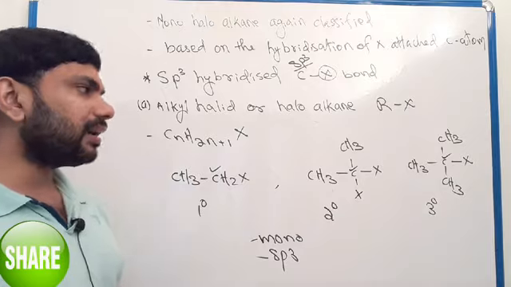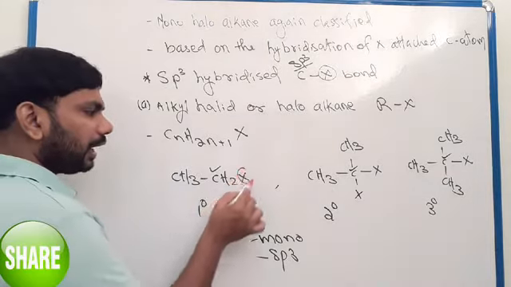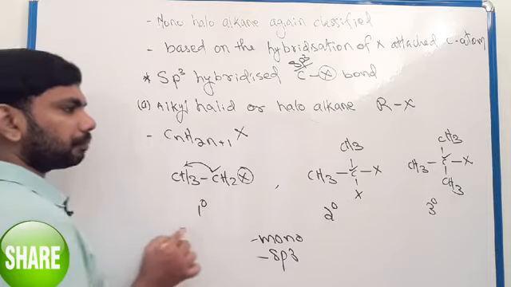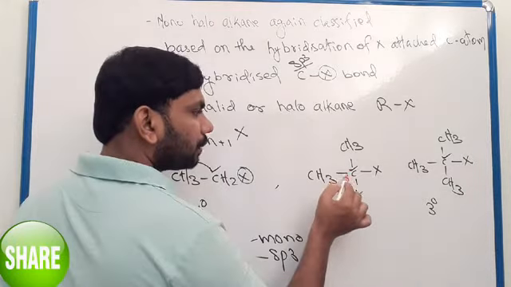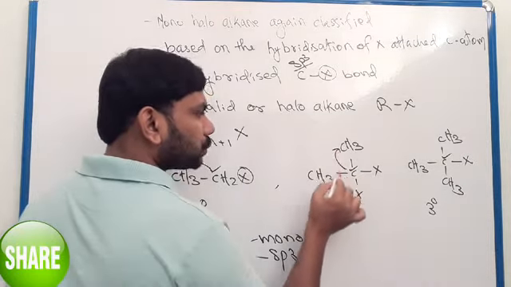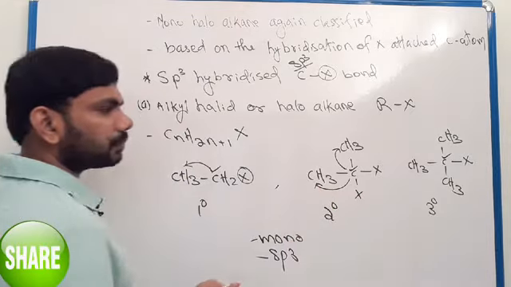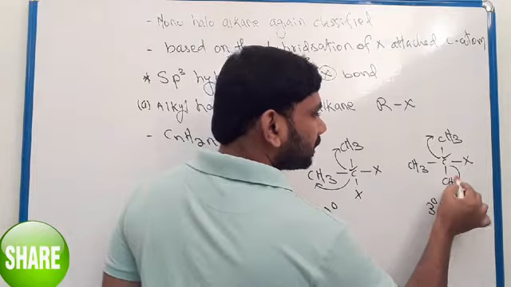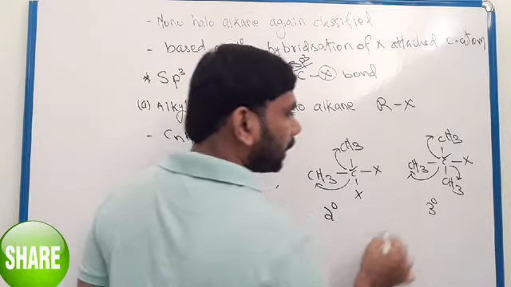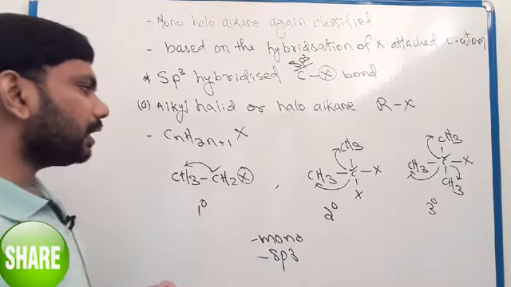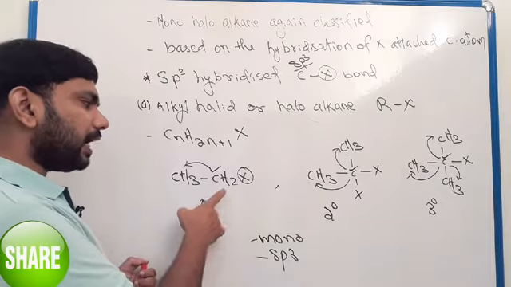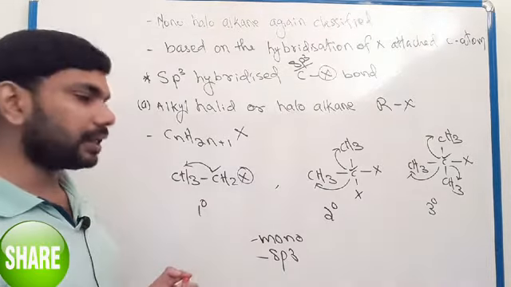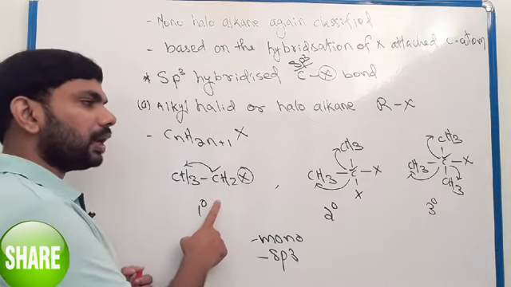Okay, how are they different types? Look here, halogen attached carbon directly attached to one carbon. Halogen attached carbon directly attached to another carbon atom. Halogen attached carbon directly attached to three other carbon atoms. So here halogen attached carbon directly attached to one carbon atom. This is primary haloalkane.